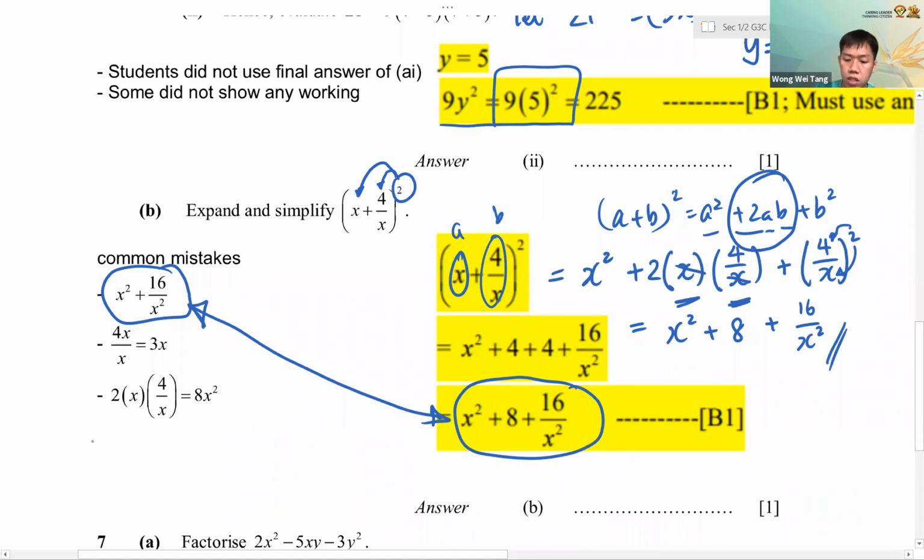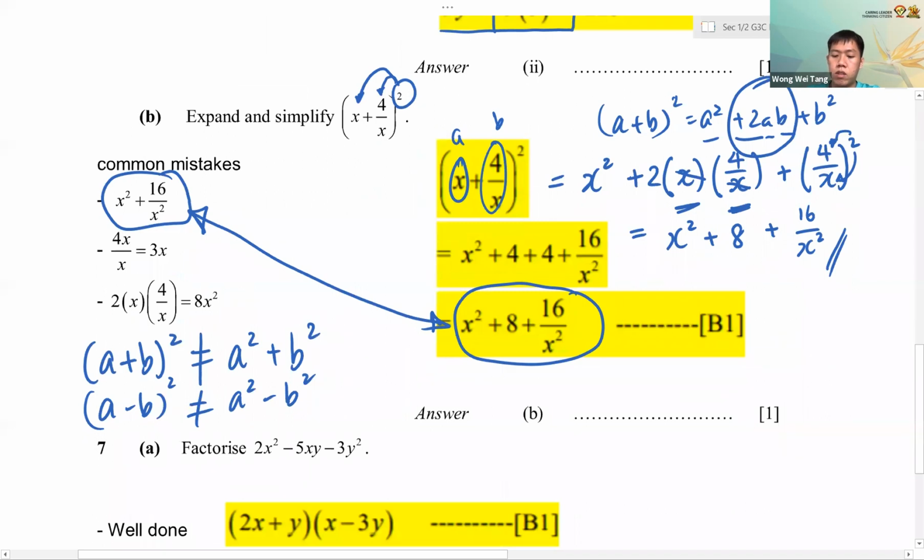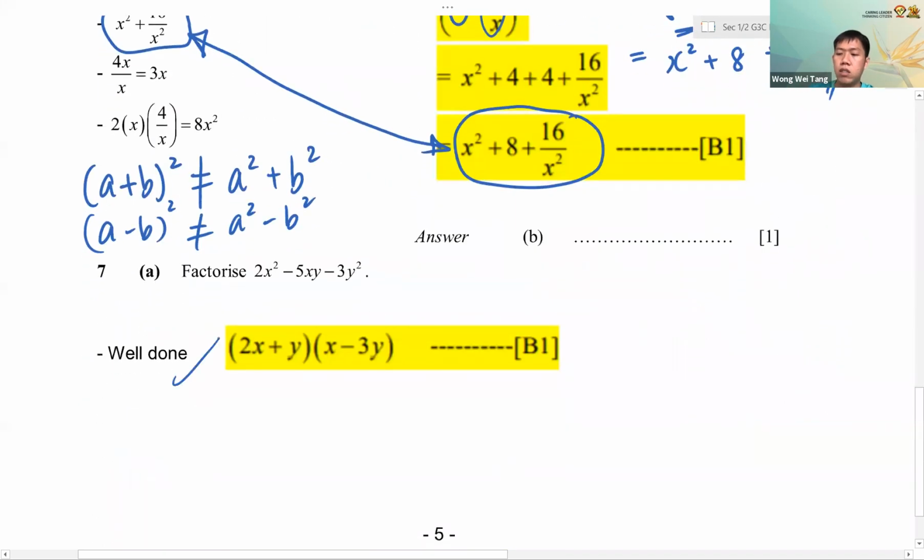Okay, so in summary, a plus b squared is not equal to a squared plus b squared. Similarly, a minus b, when you square it, is not equal to a squared minus b squared. Now 7a is well done, so I'm not going to go through it.